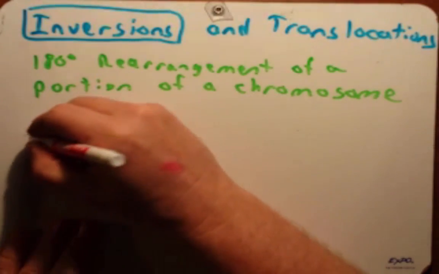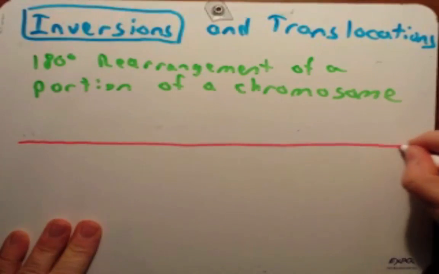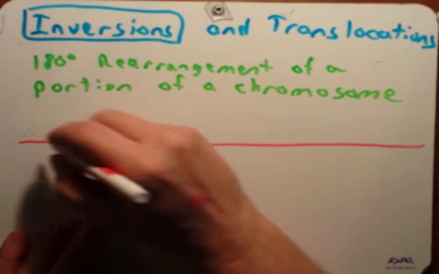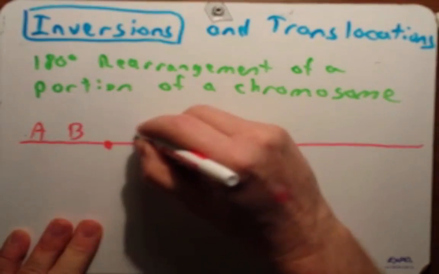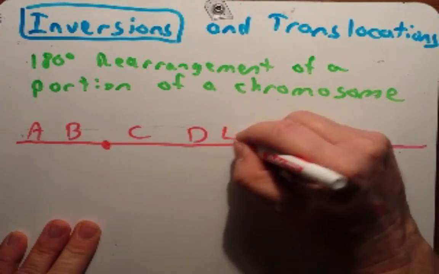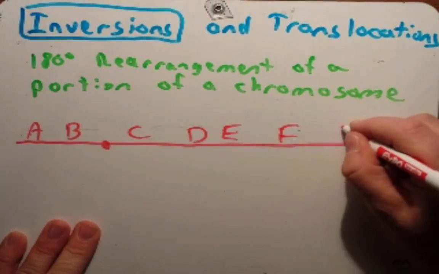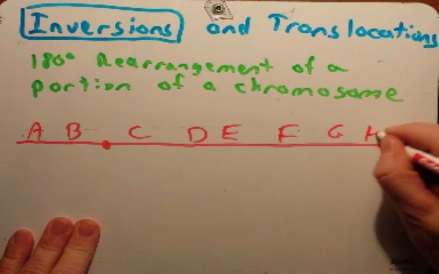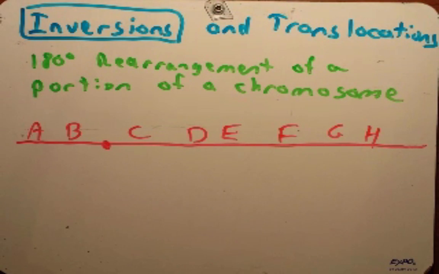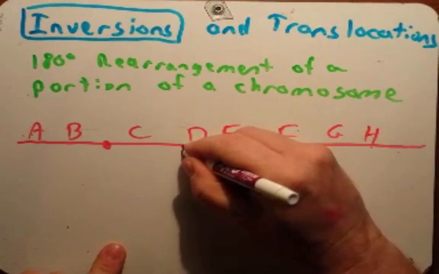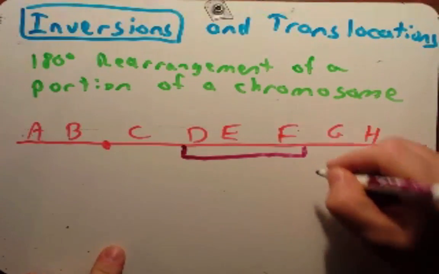So let's draw a chromosome, and we'll make a centromere here. We'll have genes A and B, C, D, E, F, G, and H. And let's have our inverted sequence or region be this region here, D through F.